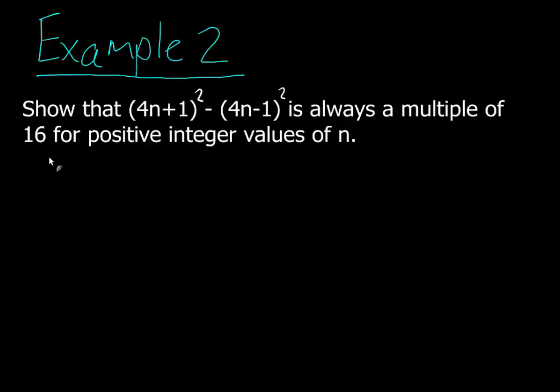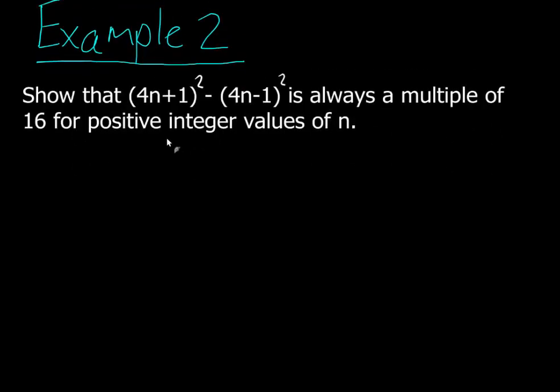So for this one, they've actually given us the statement already. They've said show that 4n plus 1 all squared minus 4n minus 1 squared is always a multiple of 16 for positive integer values of n. So remember, positive integer values just means positive whole numbers for n, and we need to show that it's a multiple of 16. Okay, so how are we going to do that? Well, we're going to need to just simplify and see what comes out.